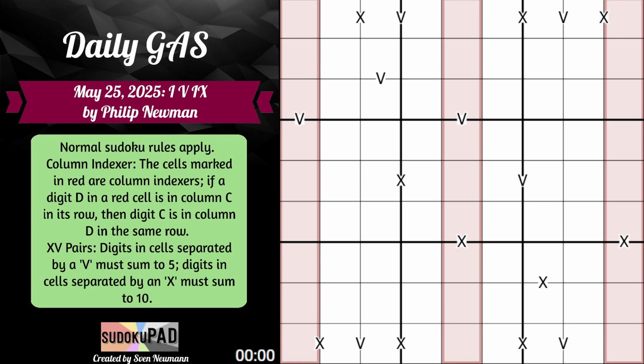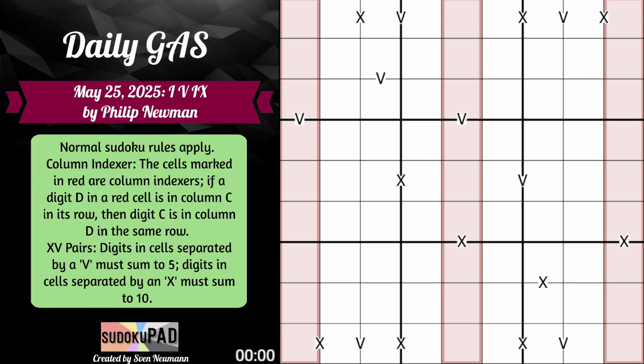It's called IVIX by Philip Newman. Normal Sudoku rules apply. Column indexer: the cells marked in red are column indexers. If a digit D in a red cell is in column C in its row, then digit C is in column D in the same row.